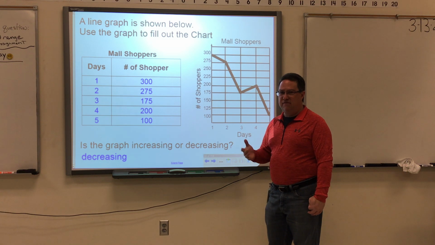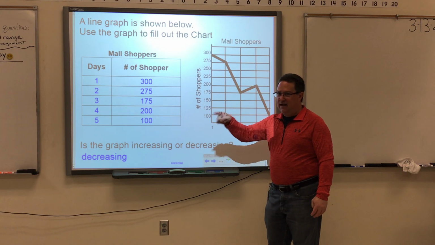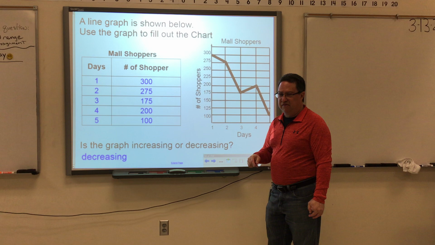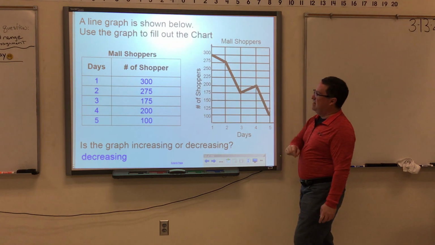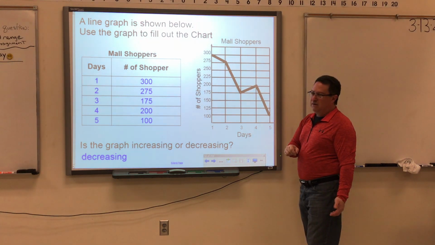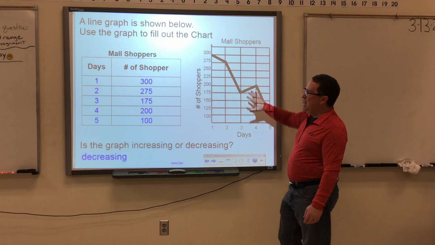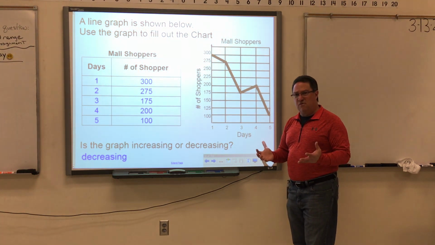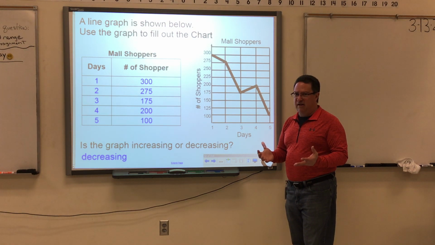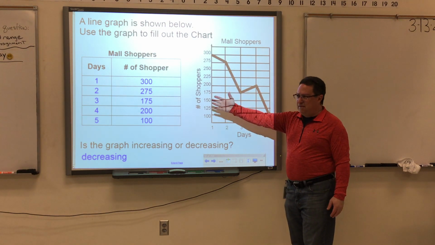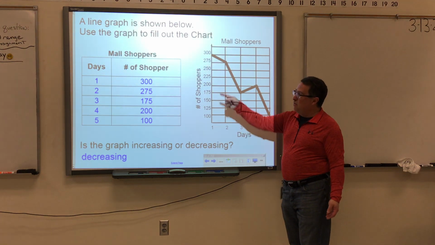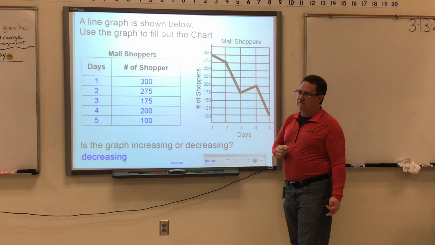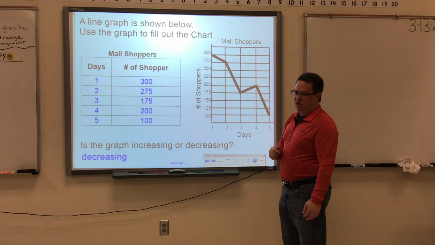Line graphs are a little different than circle graphs. You know, line, circle, a little bit different. Line graphs look like this. Circle graphs don't. A line graph is shown like that, and we're going to use this to fill out a chart. So with circle graphs, there really isn't a chart involved. With a line graph, sometimes, most of the time, there will be some sort of a graph involved and some sort of a chart involved.